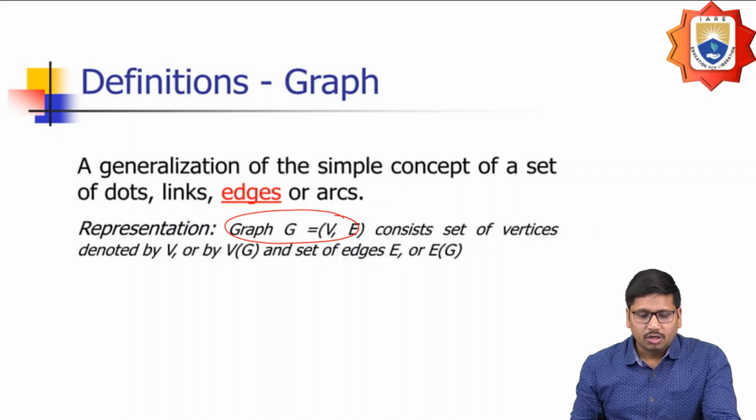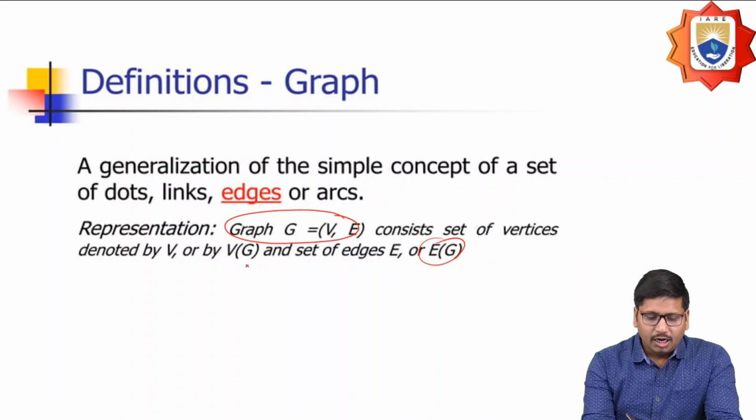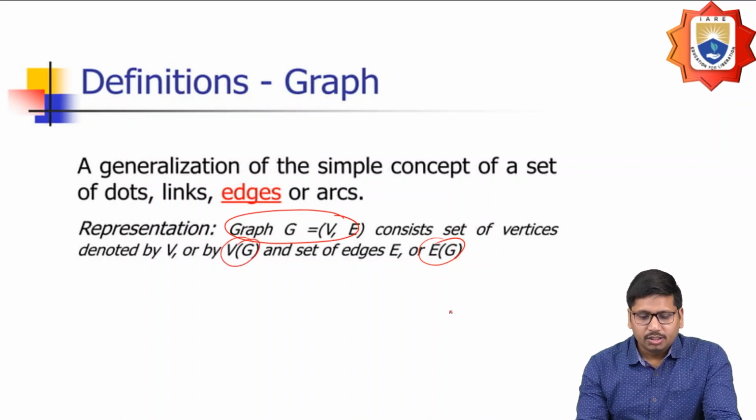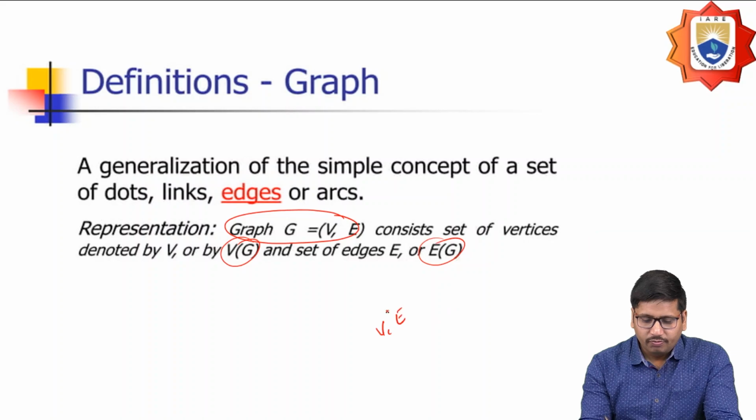It consists of a set of vertices, which is denoted by V, or I can represent it as V(G), and a set of edges, which we call E, represented as E(G). So the graph is a collection of vertices and edges, represented as the set (V, E), or as the vertices of G and the edges of graph G.